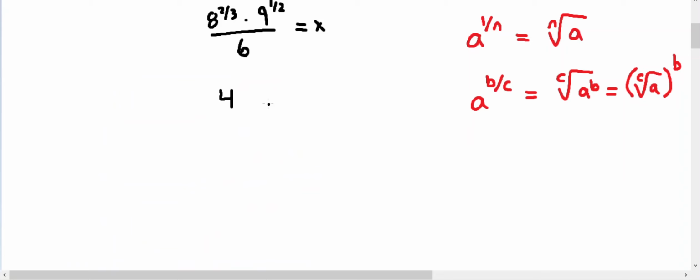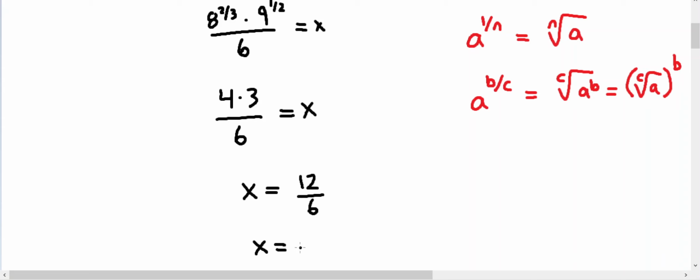And 9 to the 1/2 is actually easy, because that's just the square root of 9, which of course is 3. And then the 6 doesn't change. So altogether, x is equal to 4 times 3 over 6. 4 times 3 is 12 over 6. So our final answer is x equals 2.